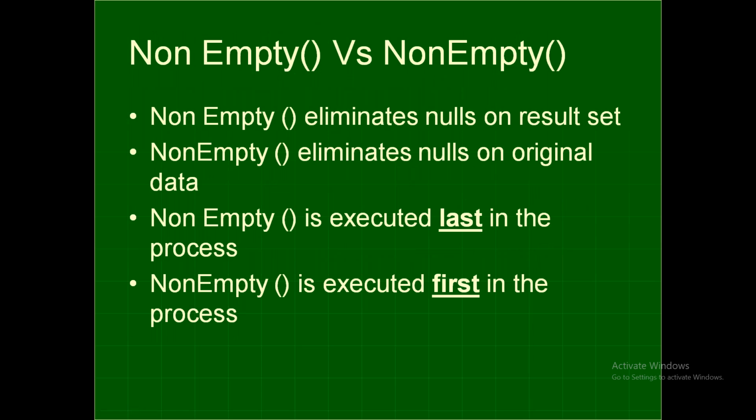So this is an interview question. NonEmpty and NonEmpty without space, what is the difference? NonEmpty eliminates nulls on the result set. NonEmpty eliminates nulls on the original data. NonEmpty is executed last in the process. NonEmpty is executed first in the process. It's going to eliminate the null values first. So this one will wait till the end, and on whatever data I got, if you have null values, they will get eliminated. So NonEmpty is going to be executed last. Non without space, Empty, is executed first.